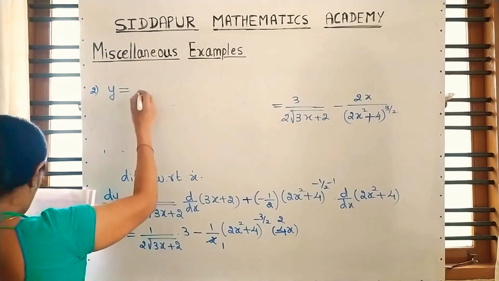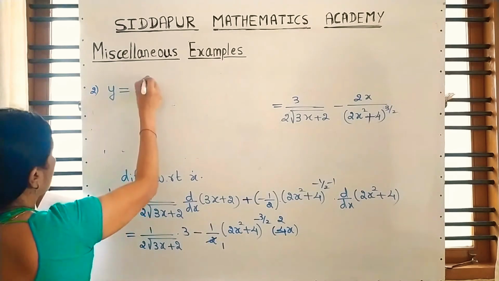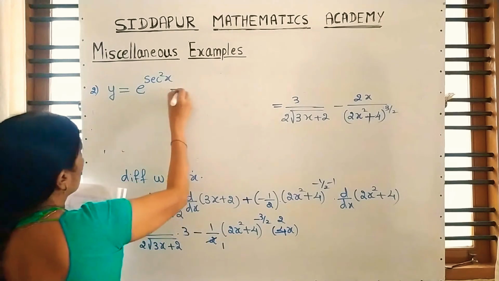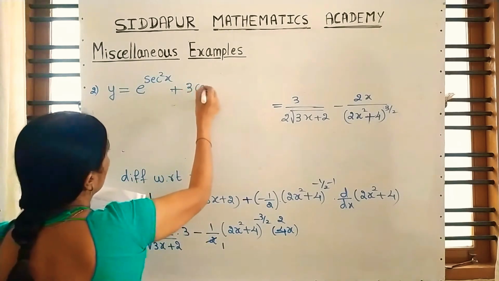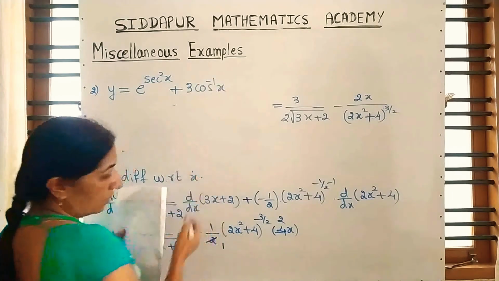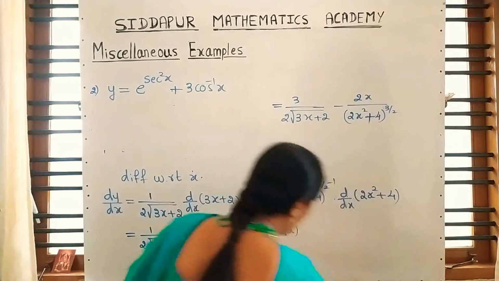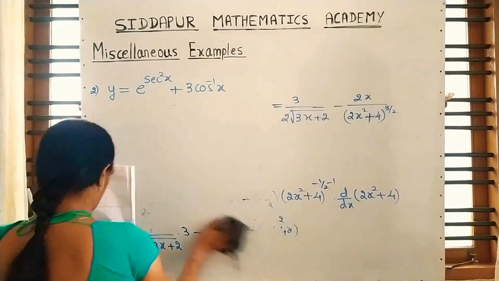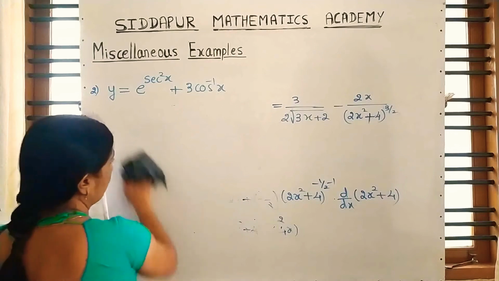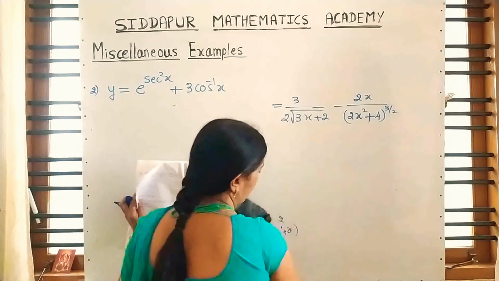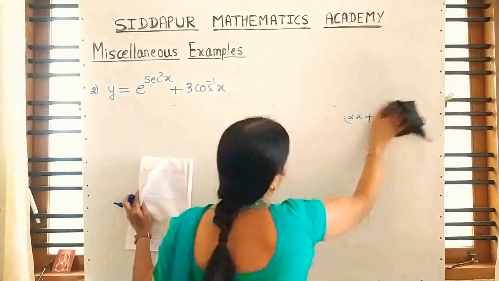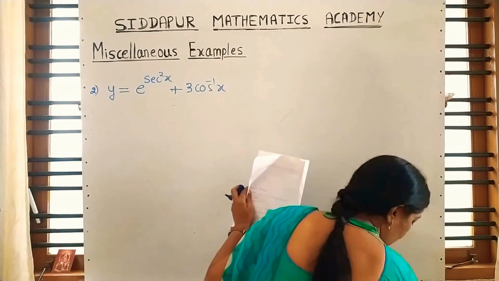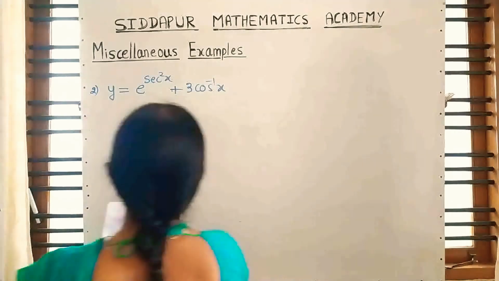y is equal to e raised to secant square x plus 3 into cos inverse x. So differentiate this. Already you are familiar with the basic differentiation, that is the chain rule, everything.